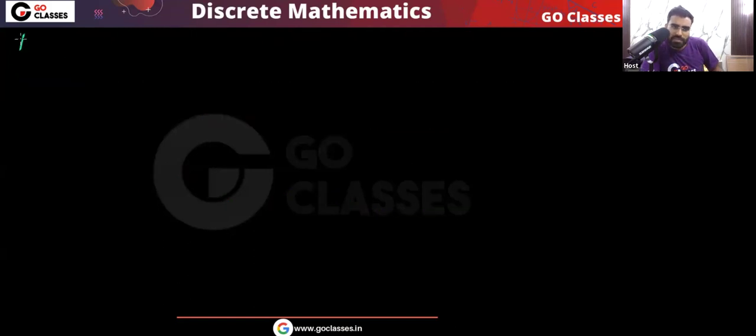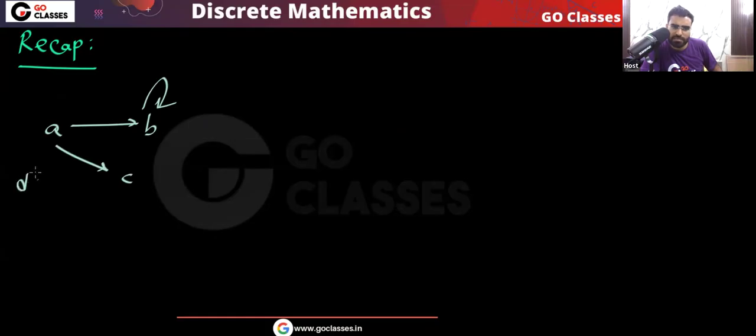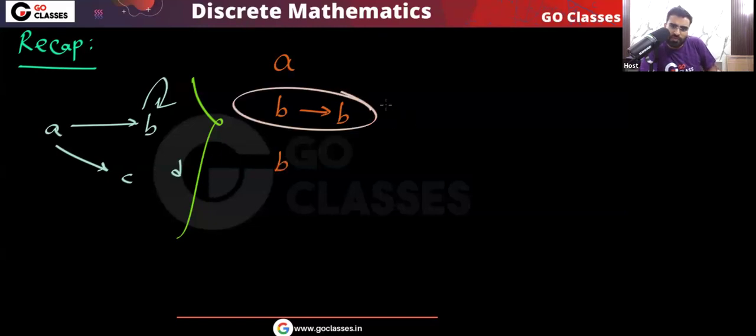Okay, remember this recap, because in the previous lecture we have seen this. Whatever graph I take, for example, let me take this graph A, B, and let's assume that there is a self loop here. Let's assume C here and D here. So let's assume this is the graph. Now in this graph, if I write B to B, then remember, this is a walk of length 1 from B to B.